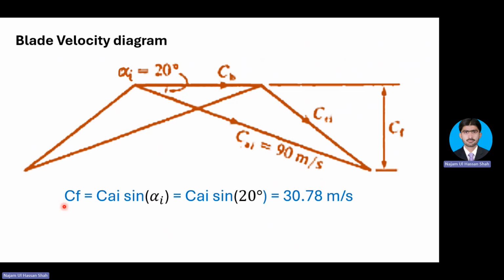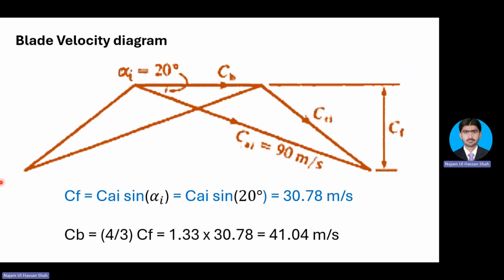We are given, here we can determine the velocity of flow from this formula. CF will be CAI sine alpha I. So this will be 90 into sine 20 degree. We obtain 30.78 meter per second. Next, we can determine the blade velocity since we know the ratio of blade velocity and the flow velocity. So since CF is 3/4 of CB, CB will be 4/3 of CF. 1.33 into 30.78, we obtain 40.01 meter per second for the blade velocity.